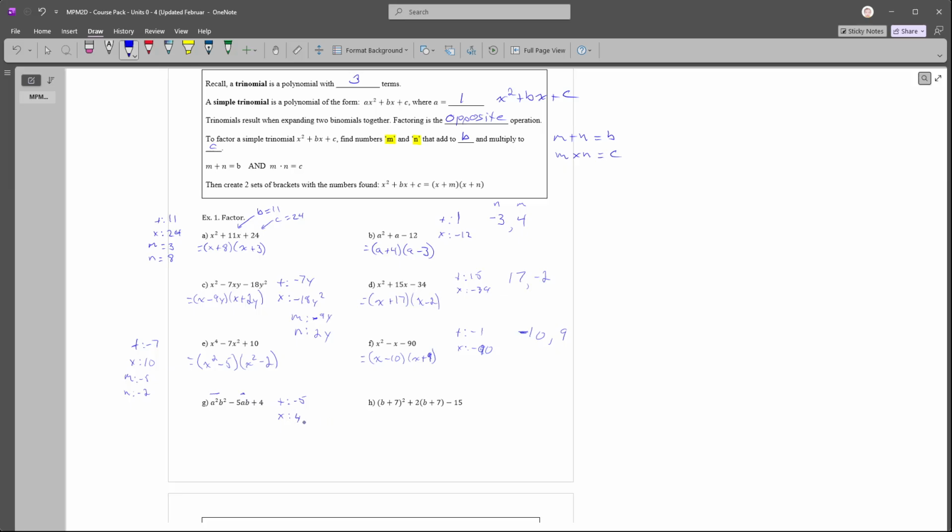Okay, so let's think of the numbers. What multiplies to 4? 1 and 4. Oh, those add to 5. That works out. So we found that one really, really quickly. So that means that our numbers are going to be -1 and -4.